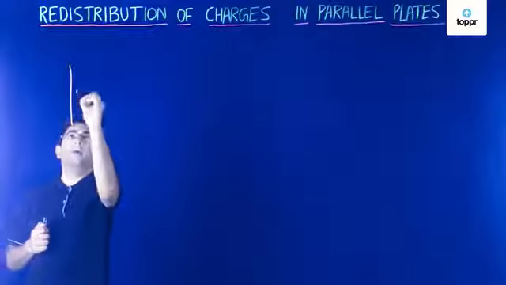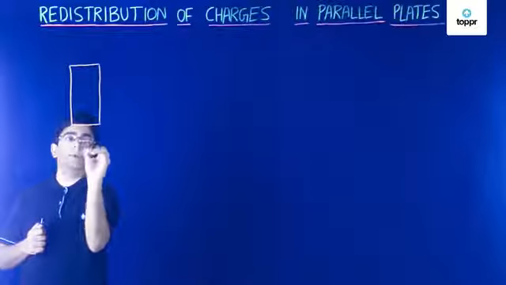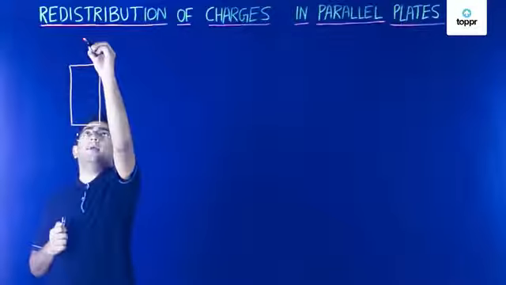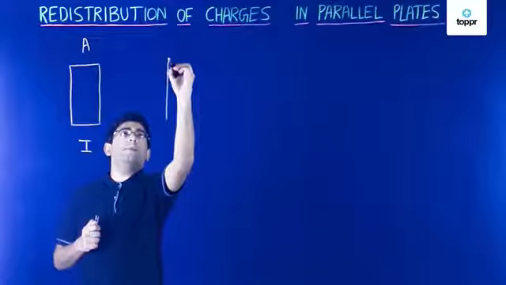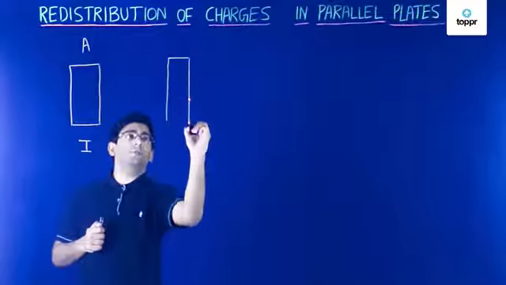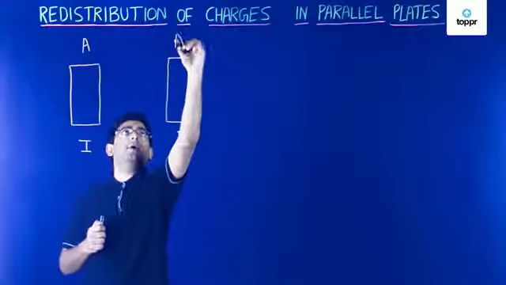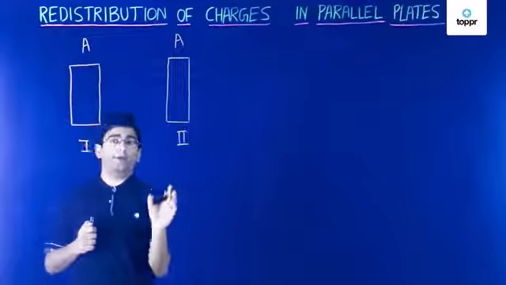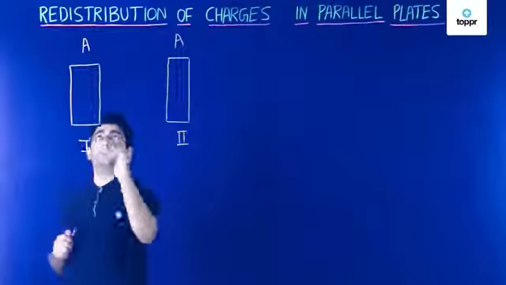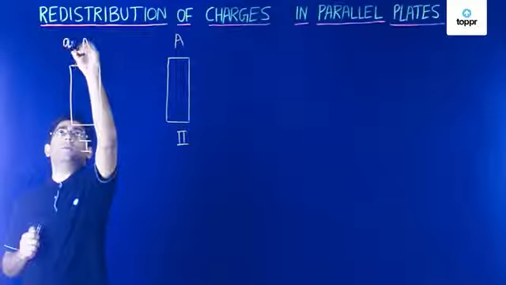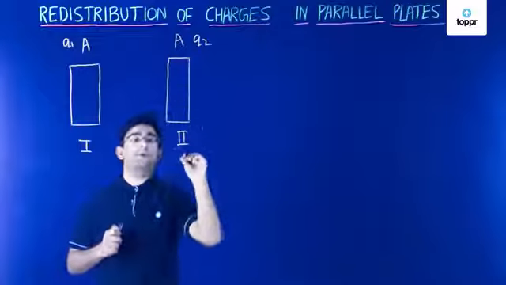So here we are having the first plate. This is the first plate, plate number 1, and it is having area of cross section A, and we have another plate which is kept parallel to the first plate and its area is also A. Now the distance between the two plates does not define how the charges redistribute. Now let's say Q1 is the charge which is given to the first plate and Q2 is the charge which is given to the second plate.